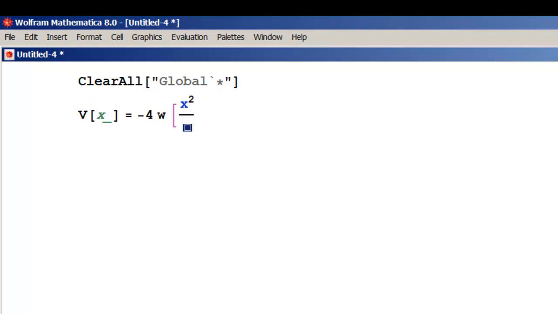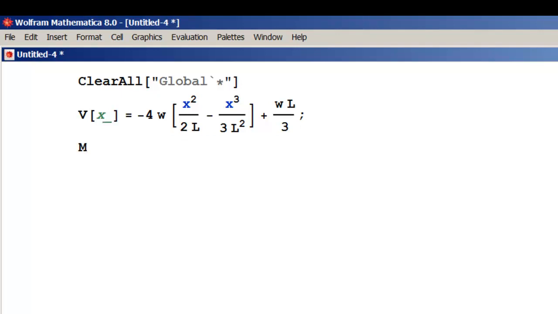The whole thing is over L, I believe. No, it's 2 times L minus x cubed, and the whole thing is over 3L squared, plus WL, and the whole thing is over 3. Okay, I define the shear.